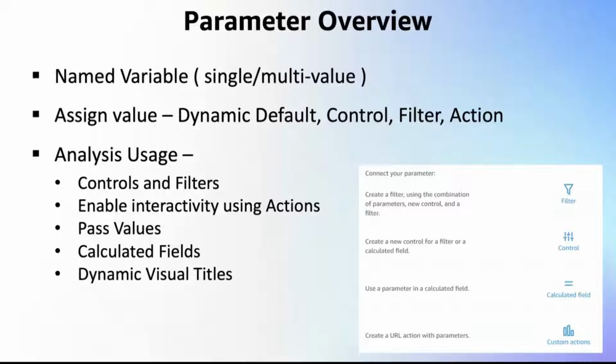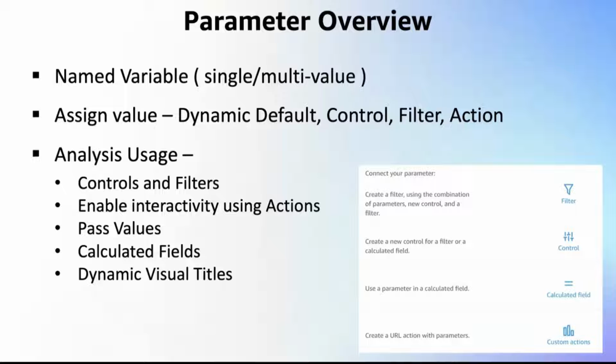Now, within an analysis, you have different usages of parameters. For example, if you want to build interactivity and enable your end users, business users, to slice and dice insights on a dashboard, right? You can create a parameter control. You can create a filter and then associate the parameter with that filter for your end users and business users to interact with the dashboards. You can build interactivity using URL actions on a dashboard, right? You can use parameters to pass values if you want to create, say, navigation or drill down from one sheet of an analysis to another.